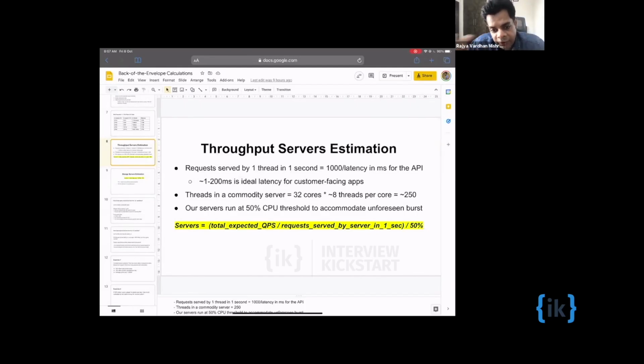So in that case, the extra requests that are coming to your system, you need that extra power to serve those requests. So that's why it's very preferable to keep running your servers at 40% or 50% of CPU.